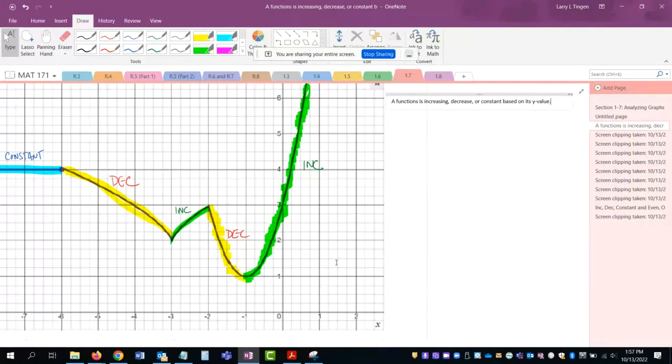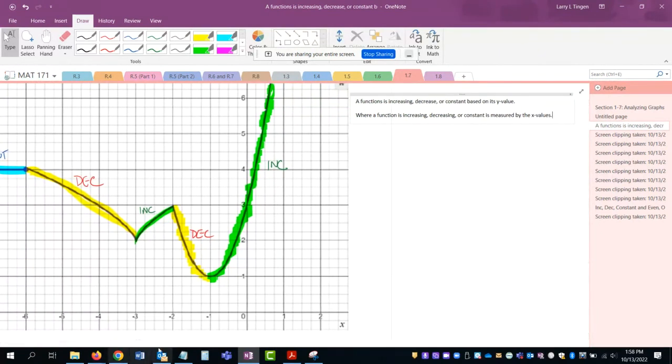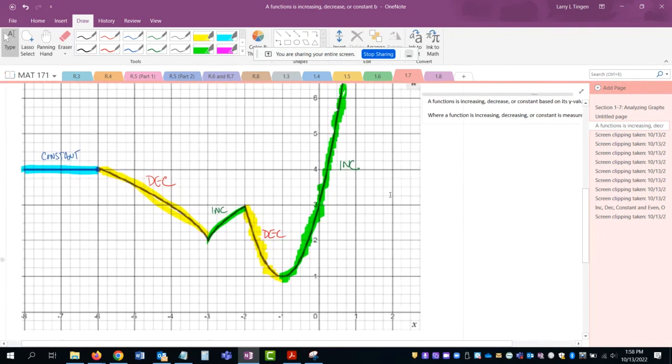That sounds like a great way to keep track of where I am increasing, decreasing, or constant. So where a function is increasing, decreasing, or constant is measured or shown by the x values. All right. So the y value is what tells me if I'm increasing, decreasing, or constant. The x value tells me where it happened.